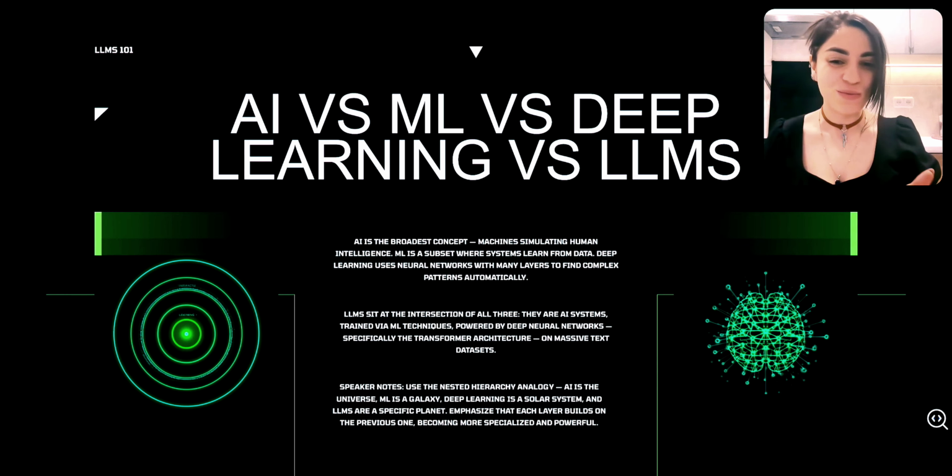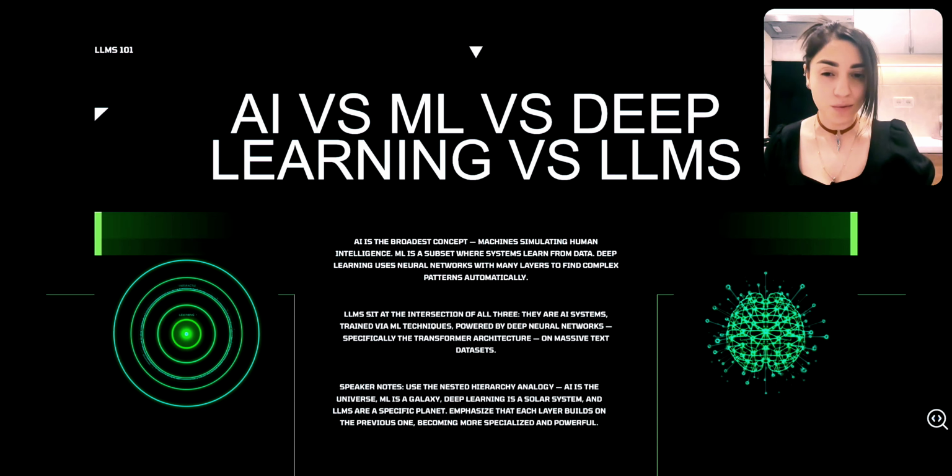Deep learning is a branch of machine learning that uses neural networks with many layers, and these networks can learn very complex patterns from large datasets. Then we can talk about large language models, which are deep learning systems designed specifically to work with language. A simple way to imagine the hierarchy is this.